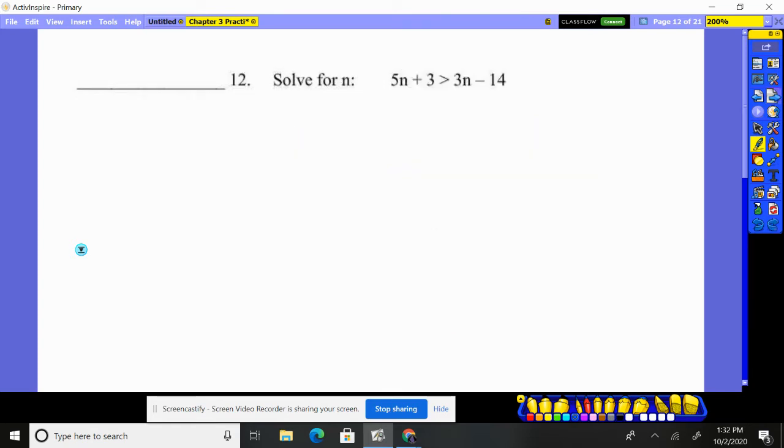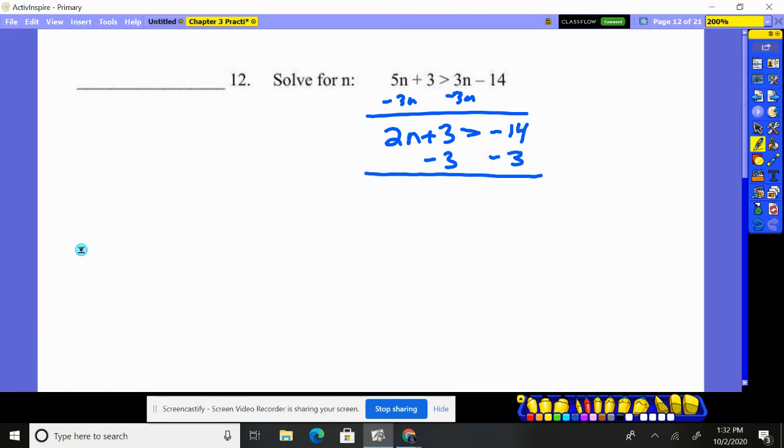Number 12. Let's see. Well, this is an inequality. We treat it just like it said equal. So I'm going to move my smaller variable over, subtract 3n. That gives me 2n plus 3 greater than negative 14. Subtract my 3, subtract my 3. 2n greater than negative 17. Okay. We divide by 2, divide by 2.